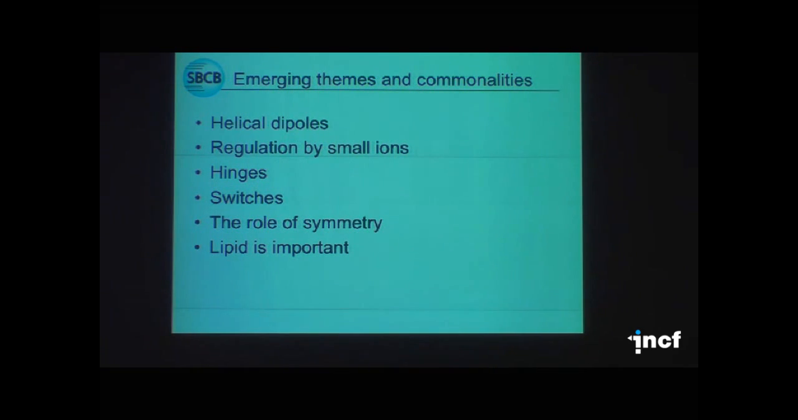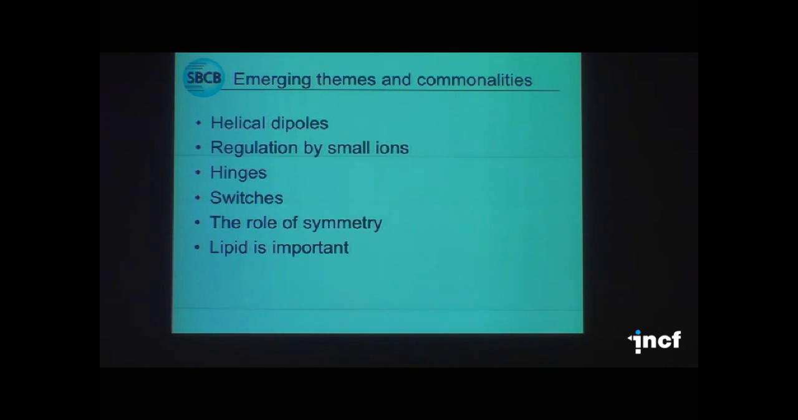So going back to that structural information, there are a number of themes that you can pick out that are starting to become clear about membrane proteins, and particularly signaling proteins. The first of these is helical dipoles. Although there are lots of helices in the overall structure, they also play a key role in stabilizing things like ions in key positions within the membrane, for example. Another example is regulation by small ions. Although a lot of these proteins do conduct ions, they are also regulated by ions as well. And I'm going to talk about that in a little bit more detail in a second.